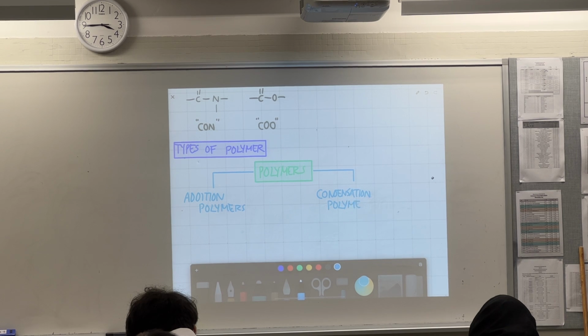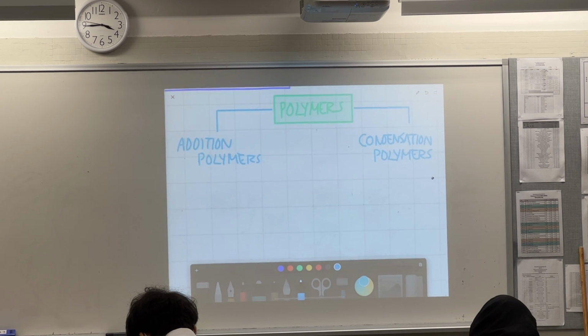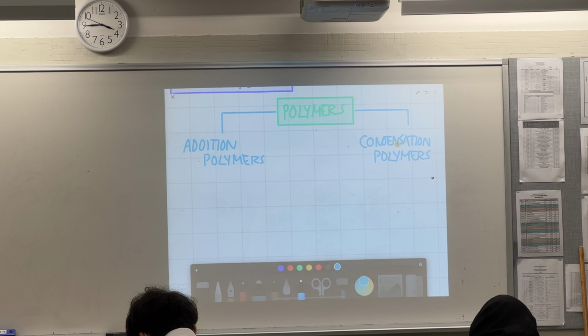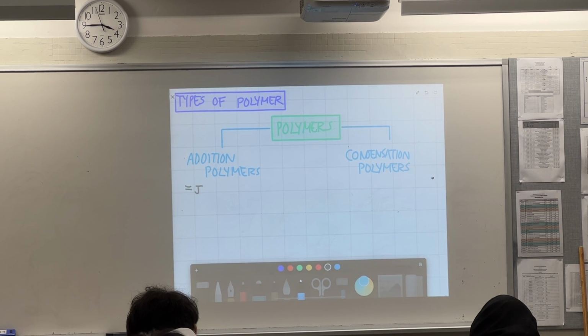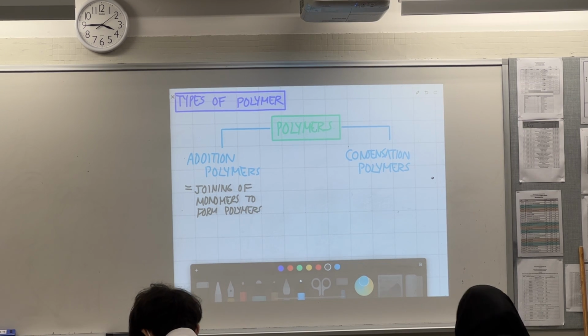But this should not be a new term to you. You have learned this in esterification. Esterification is a type of condensation, as it removes water when it joins two molecules together. So addition polymer means the joining of monomers to form polymer without eliminating anything. So that's what the term addition means.